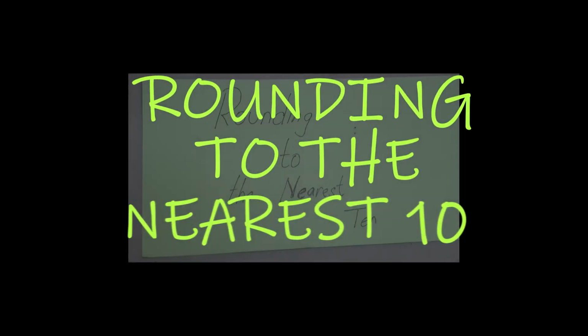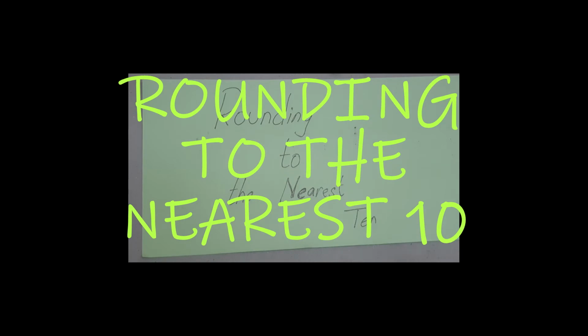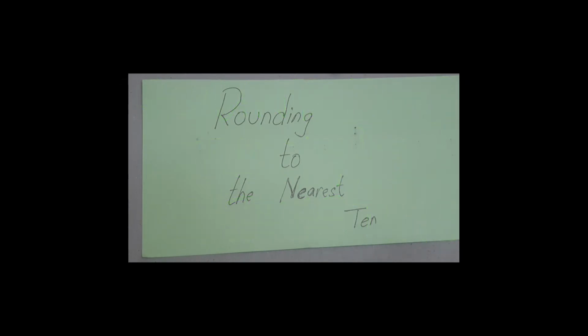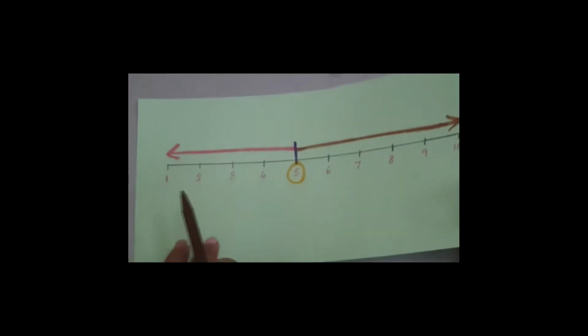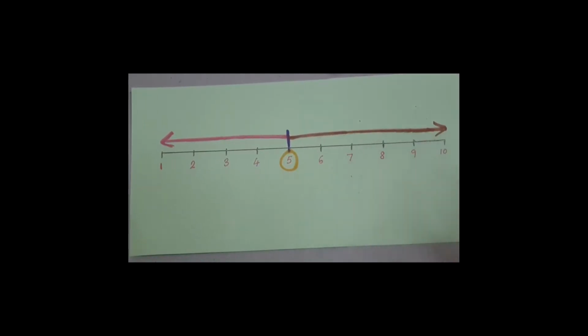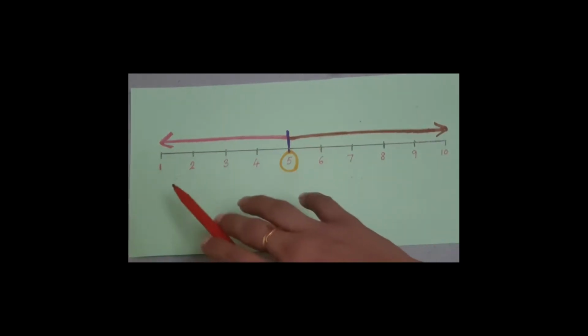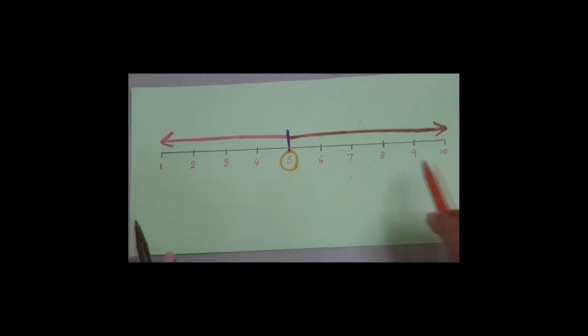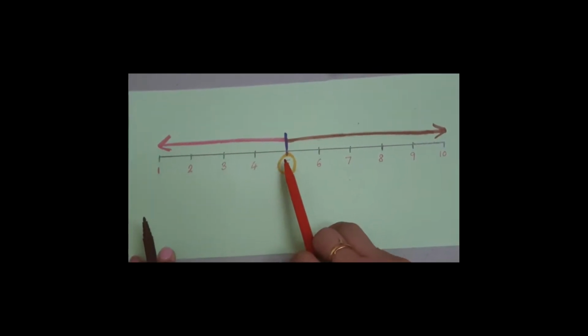Hello children. So today we are going to learn rounding to the nearest 10. Now to start rounding the number, you must know the smaller and bigger numbers. You know that we represent numbers on the number line, isn't it? Now this is your number line from 1 to 10, and the middle number is 5.